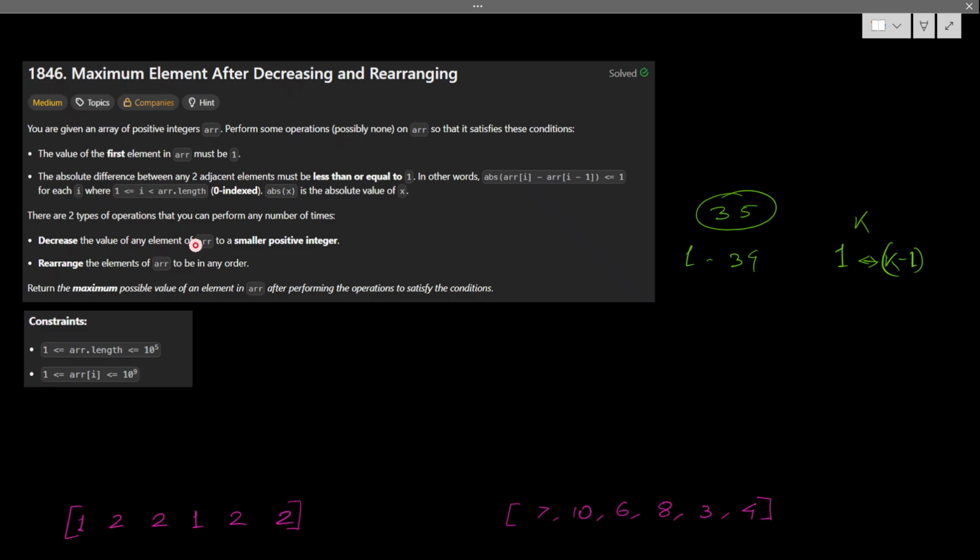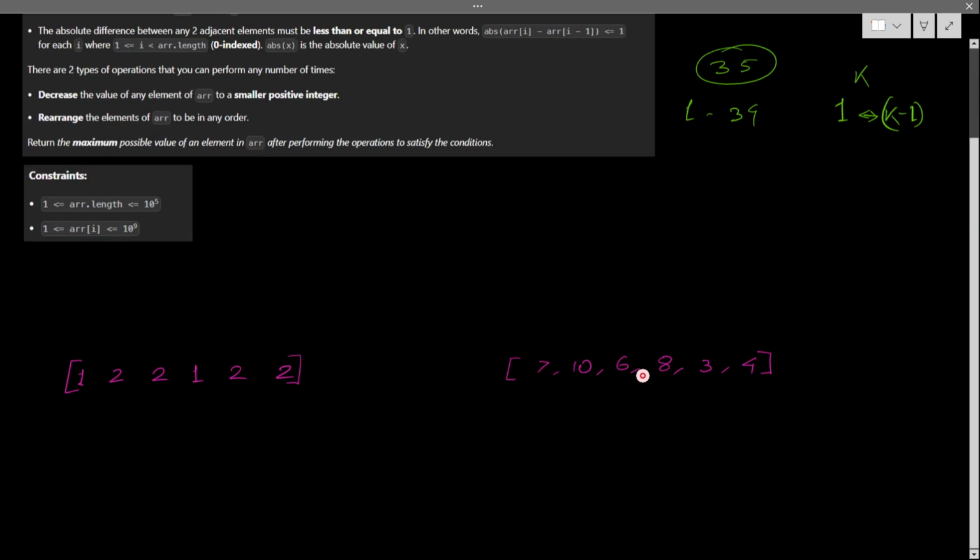That is our goal. Okay, so first of all, they have said the first element must be 1. So one condition is that the first element must be 1. That means we have to include 1 in the array. So we have to change some number to 1. If 1 is present, well and good. If it is not present, we have to make some number into 1. Okay, fine. Then let's see some examples.